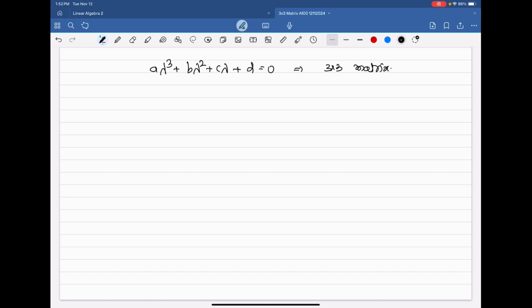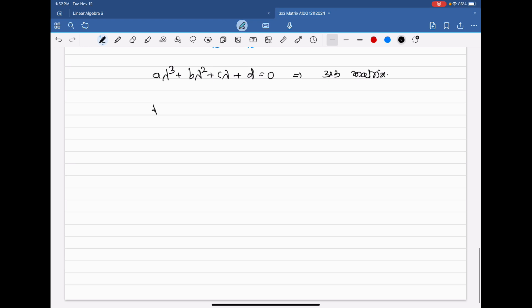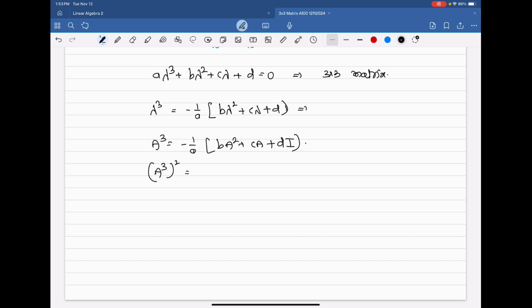Then in this, we can find out lambda cube very easily, equal to minus 1 by a into b lambda square plus c lambda plus d. Replace lambda with A, then A cube is equal to minus 1 by a into b A square plus c A plus d into I. From here you can find out A cube. Once you have found A cube, then A cube to the power of square is equal to A to the power of 6.